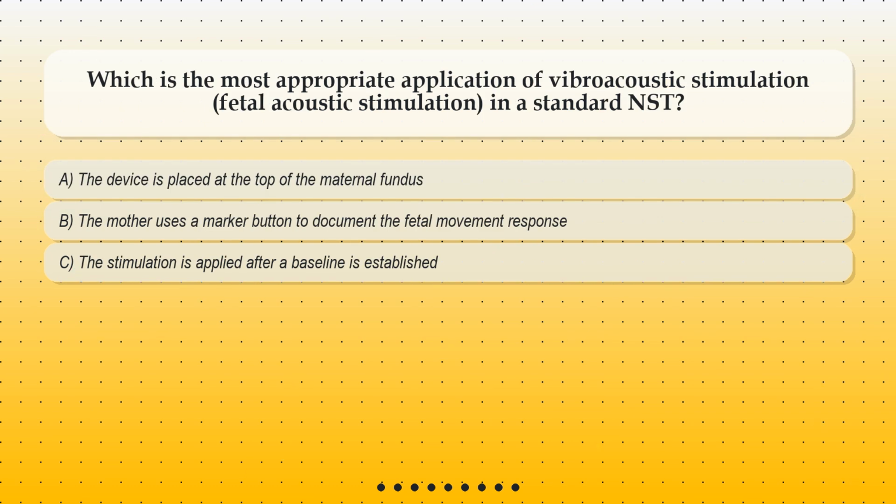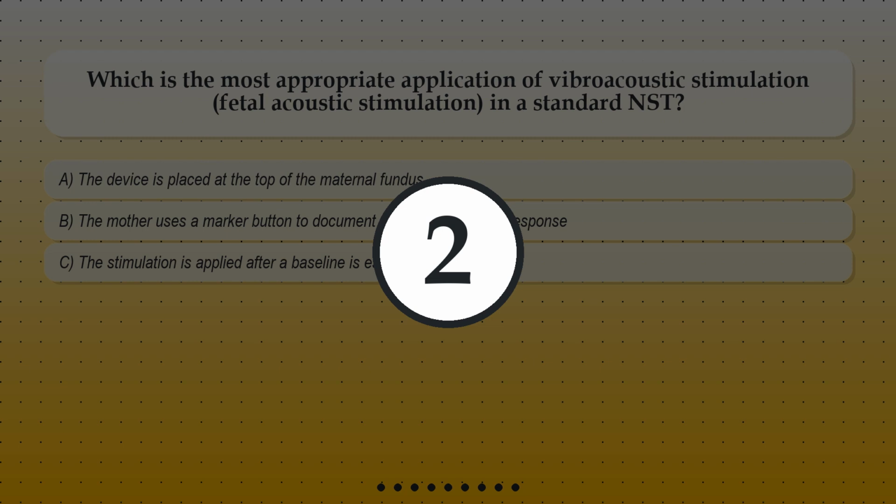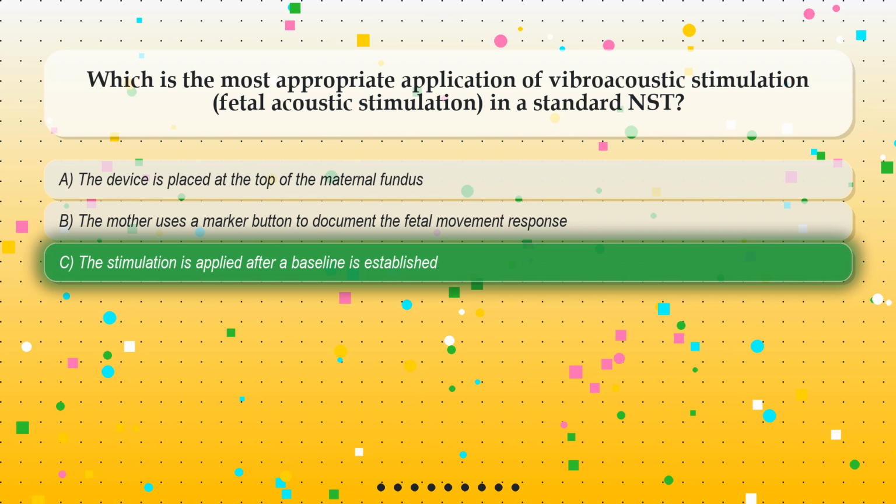Question 6. Which is the most appropriate application of vibroacoustic stimulation, fetal acoustic stimulation, in a standard NST? Option A, the device is placed at the top of the maternal fundus. Option B, the mother uses a marker button to document the fetal movement response. Option C, the stimulation is applied after a baseline is established. The correct answer is option C. The stimulation is applied after a baseline is established.